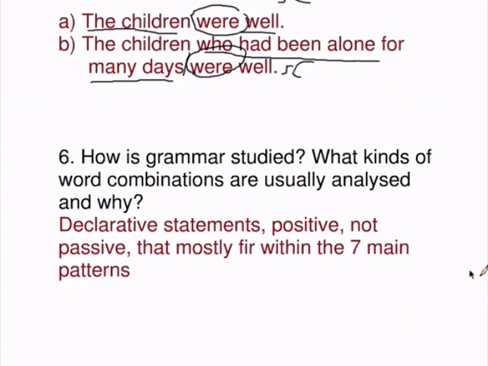And lastly, how is grammar studied? Well, with grammar, you don't just look at any kind of sentence. In order to learn to analyze grammar, you have to look at declarative statements, not questions, not imperatives. They are often positive, they're not in the passive form, and they mostly fit within the 7 main patterns, because we're analyzing sentences at a B level. If you were to be doing this as a research course, then you'd see that there are many, many more categories and subdivisions. But this is an introductory grammar course at the B level.